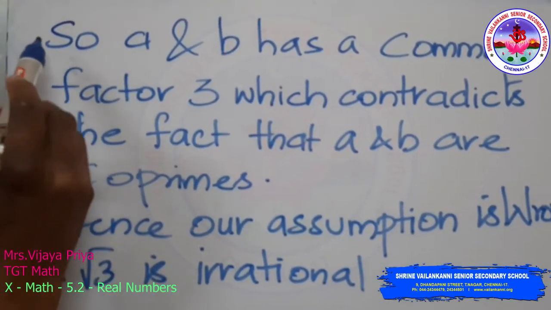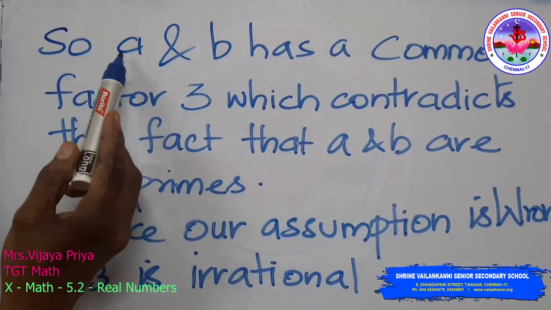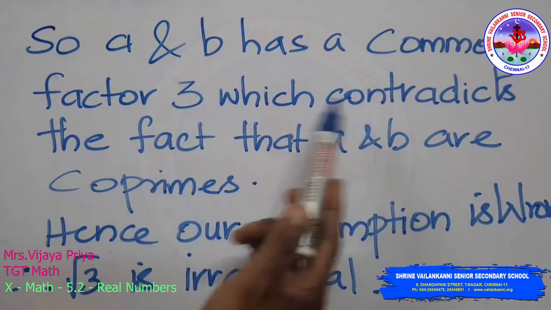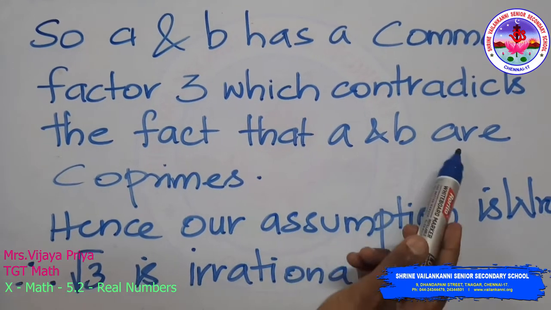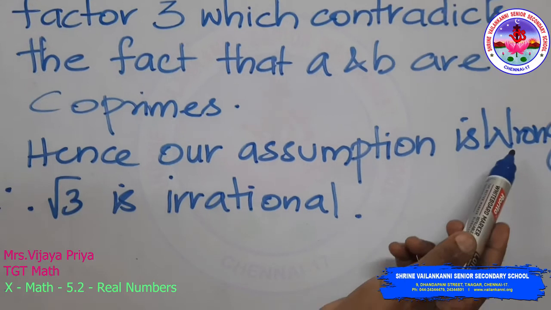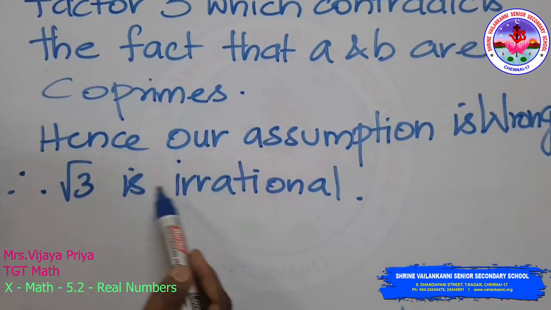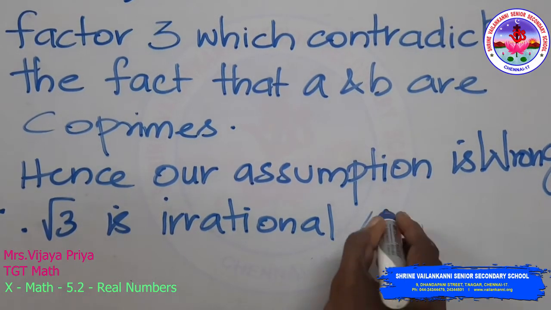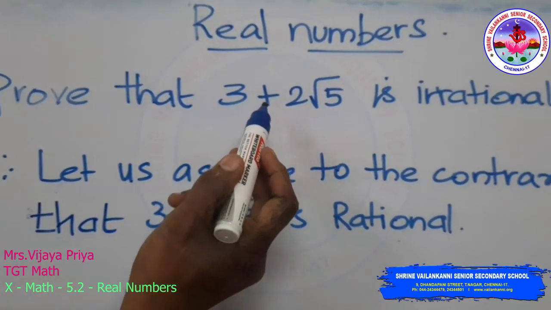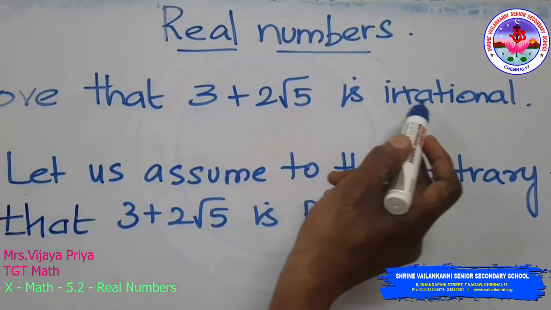When comparing equation 1 and 2, we find that a and b have a common factor 3, which contradicts our fact that a and b are co-primes. So hence our assumption is wrong. So we got root 3 is irrational. Hence we prove. Third problem, prove that 3 plus 2 root 5 is irrational.